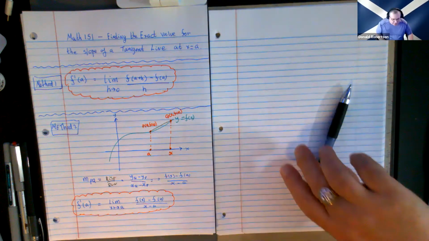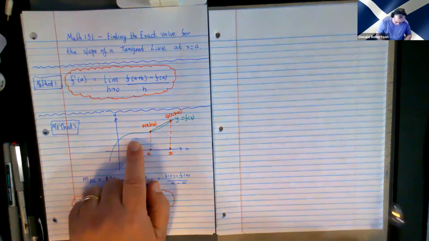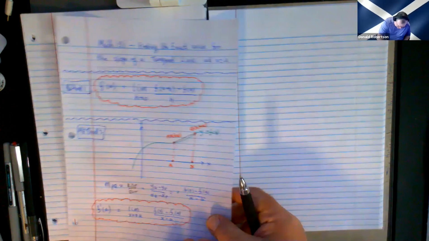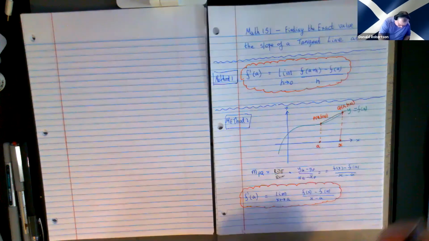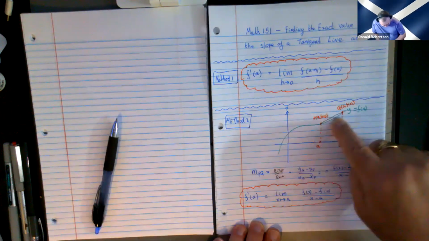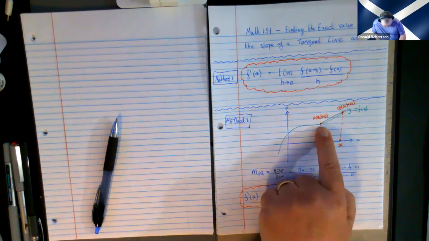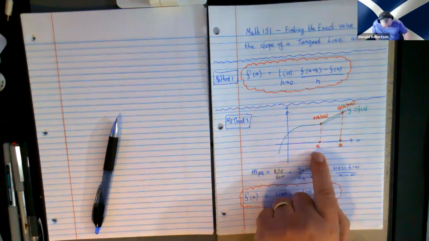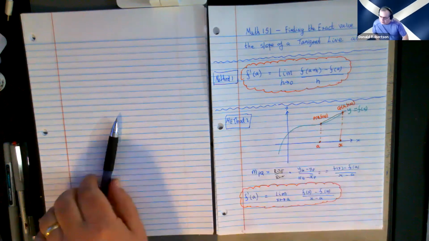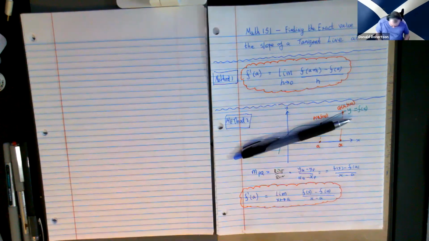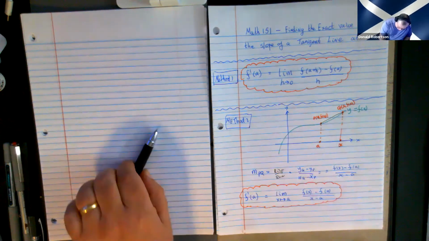Right, so let's look at this method and see what's happening. So here is the function, the green one, y equals f of x. And I'm interested in the tangent line at P, when x is a. This point P, probably some line like that. And what do I do to try and get there? Well, I pick another point Q.